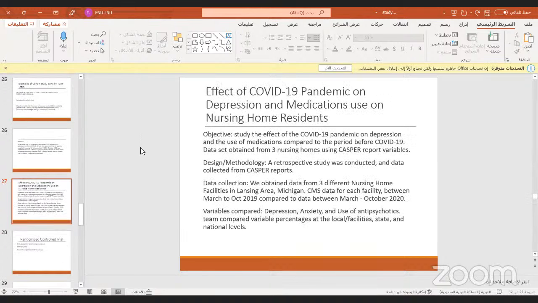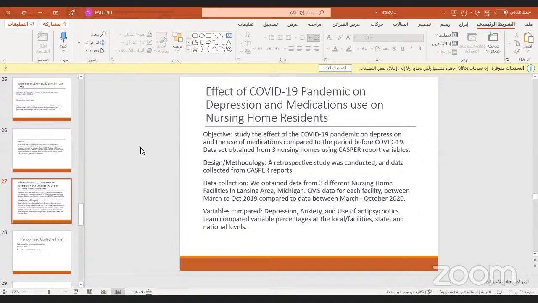Another example of a cohort study done by the fellowship team: the effect of COVID-19 pandemic on depression and medication use on nursing home residents. As clear from the title, the objective was to study the effect of COVID-19 on depression and medication use in nursing home residents. Okay, the methodology is a retrospective study, and the data collected from CASPER reports.